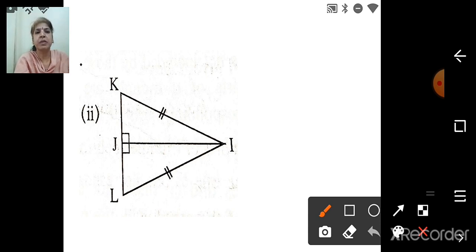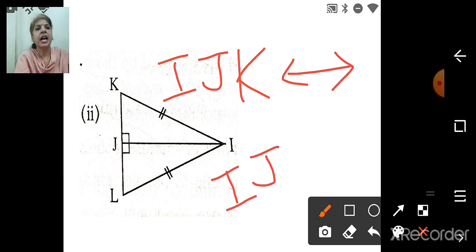So first we will write the name of the triangle. Then the correspondence. You will see that I angle is I vertex, IJ is common. So how the correspondence will be? IJK. And this is a sign of corresponds. IJK corresponds to IJL.